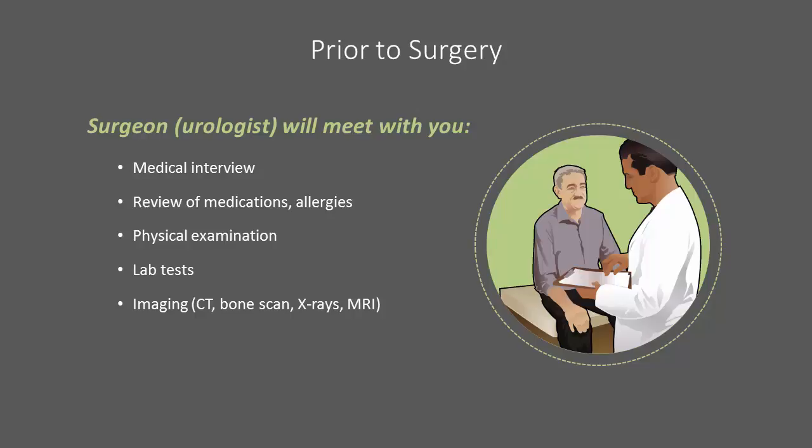Prior to coming to surgery, you will meet with your urologist, who is a surgeon specializing in the kidneys and genitourinary tracts. A medical interview will be carried out, and your medications and allergies will be reviewed. A physical examination, including rectal exam, is performed. Then testing may be ordered to further assess the prostate cancer. This testing may include blood and urine tests and imaging such as X-rays, CT scan, or bone scan. MRI is also being used more commonly to image the prostate.